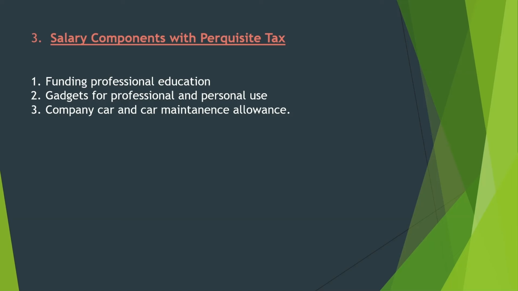The second point is gadgets for personal and professional use. If the company provides gadgets like a laptop or tablet for professional and personal use, only 10% of the cost of the gadget is considered as perk. You would be taxed only on this 10% perk value.